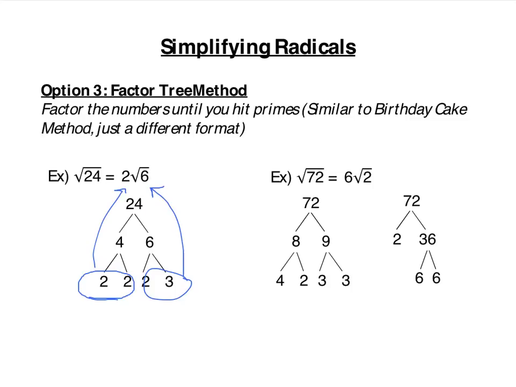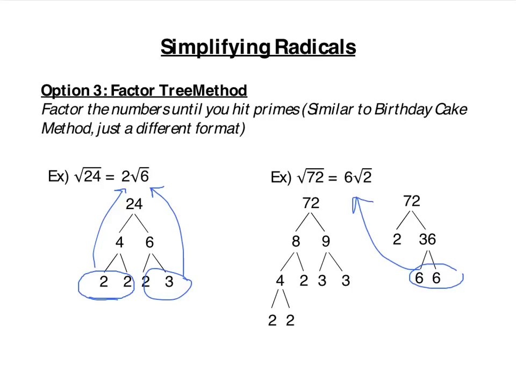And then I could factor 6 and 6 further, but since I've already found a pair, I can go ahead and circle them, and they can get married and move out of the house. And so then on the right, I would be done because there are my 6's, they've moved out, my 2 is still left in the house, and 6 square roots of 2 is my simplified form.